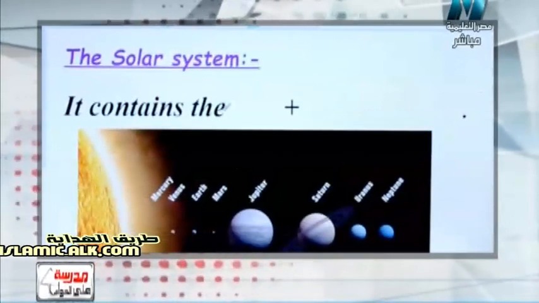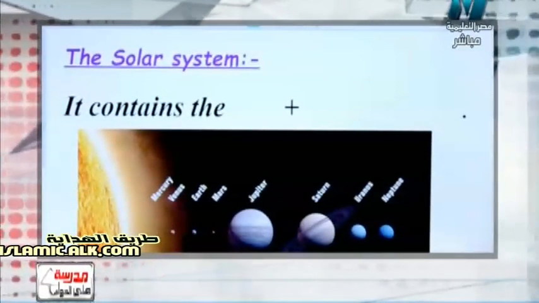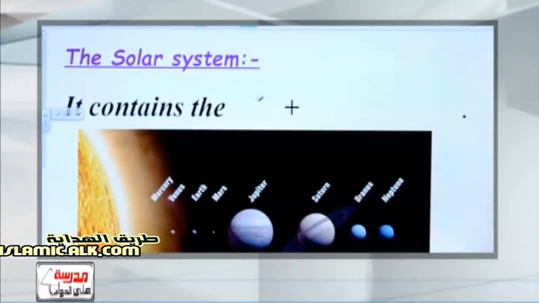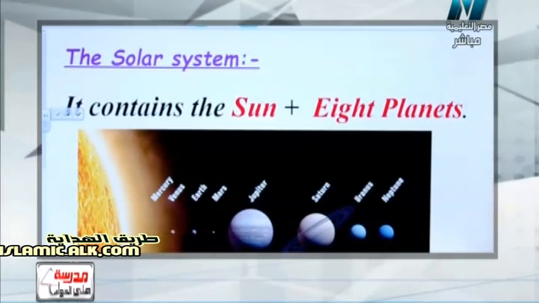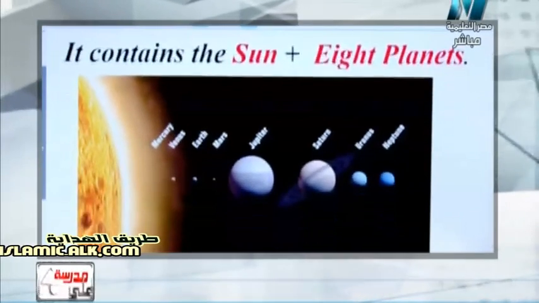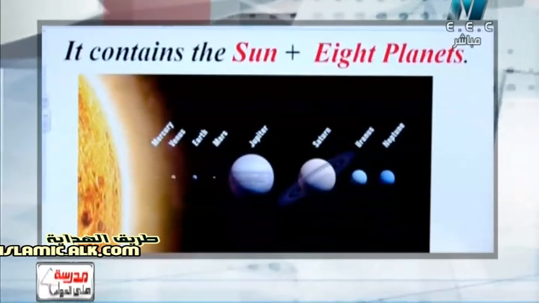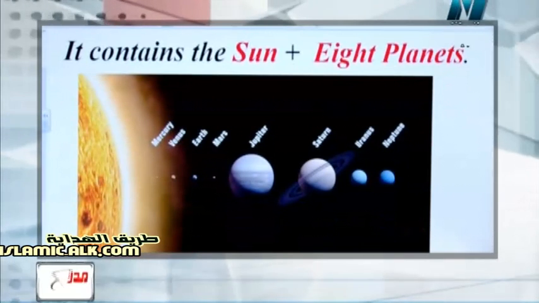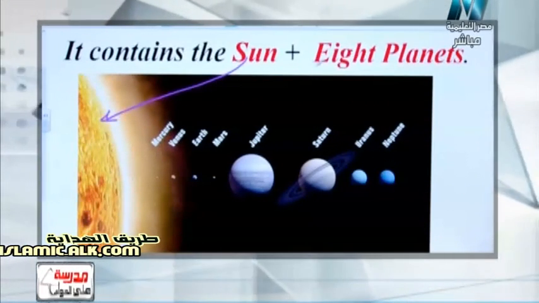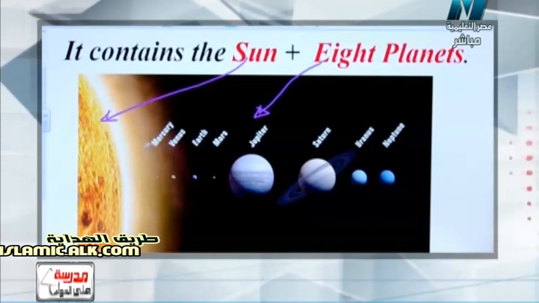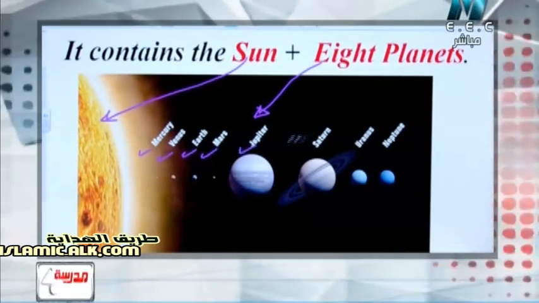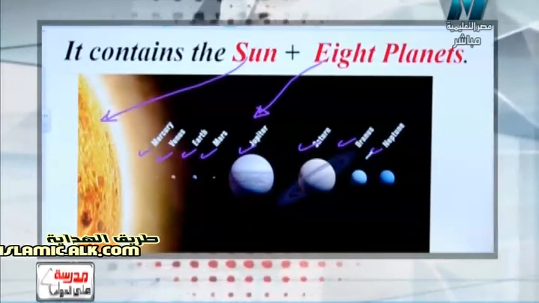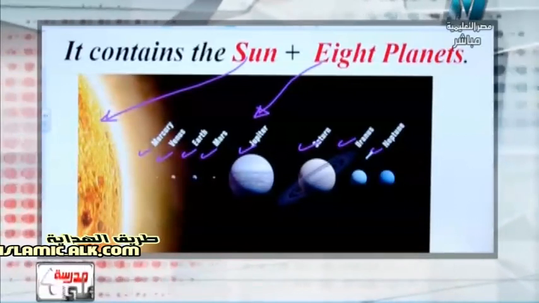Here we have to know what is meant by the solar system. The solar system contains what? As we studied before, the sun and the 8 planets. As we see here, the sun is the biggest object in the solar system. And we have 8 planets starting from Mercury, Venus, Earth, Mars, Jupiter, Saturn, Uranus and Neptune, rotating around the sun in fixed orbits.